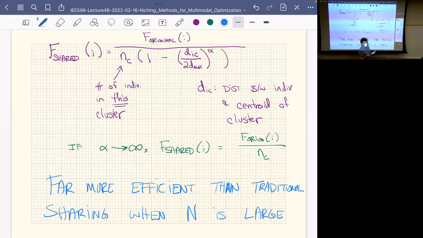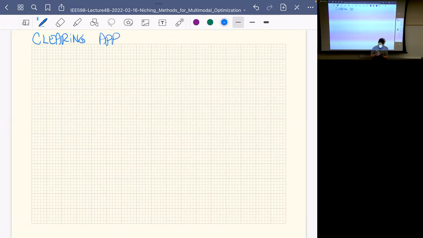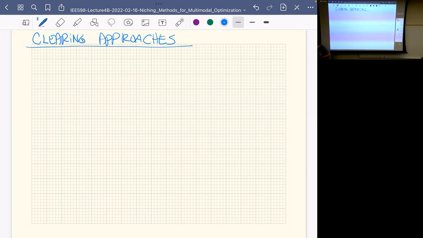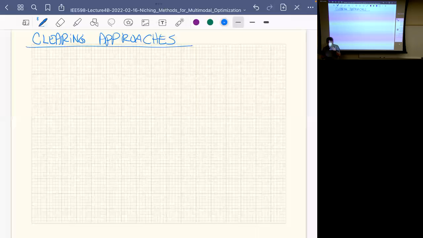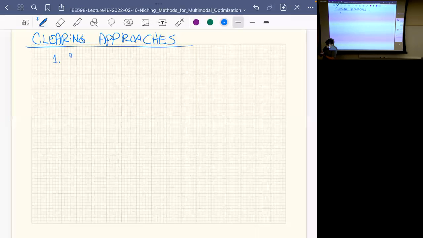There are also a number of clearing approaches. And I've talked a little bit about clearing already. It's sort of a simple idea. The idea here is we're supplying fitness resources only to the best within a niche. So it's a very elitist strategy. So the idea here is step one, we're going to sort individuals by their fitness.